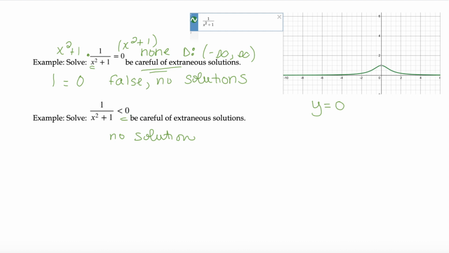And since our graph is never below 0, it's always above 0, we're not going to have any x-intercepts to solve for this. However, if I had 1 over x squared plus 1 is greater than 0, I could say that our entire solution set would be all real numbers, since I can visually see that our graph is above the x-axis for its entirety.